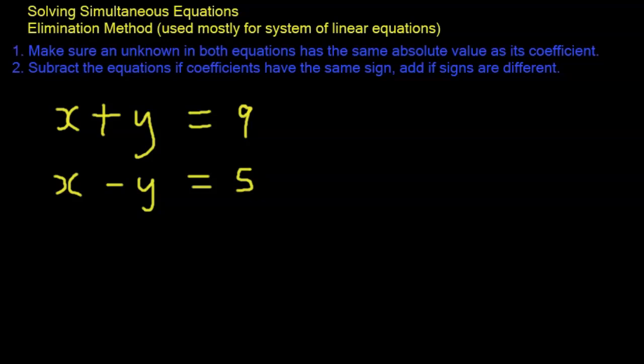Now, step 2: subtract the equations if the coefficients have the same sign. Add if the signs are different. So these can be solved one of two ways. We want to eliminate either the x or the y. It's up to you how you want to go about it. You can add the equations if the signs are different.